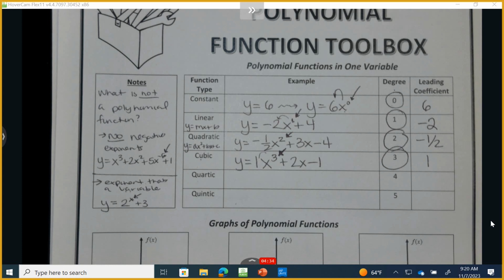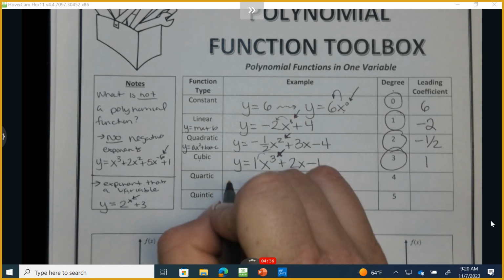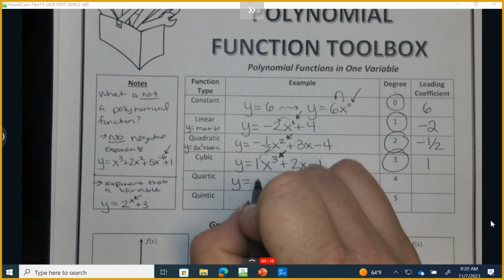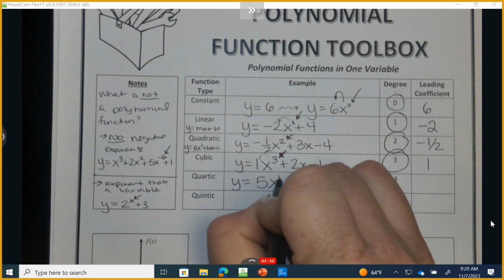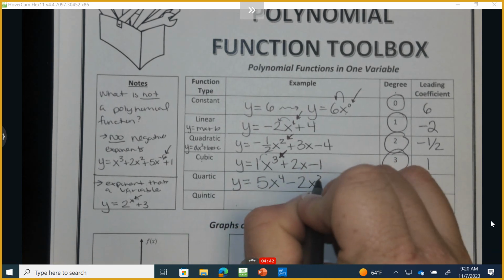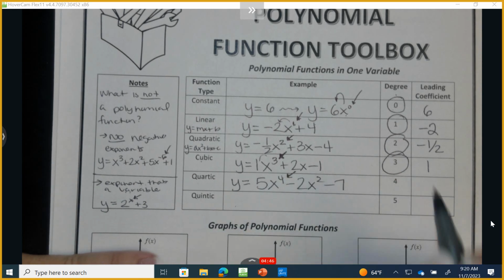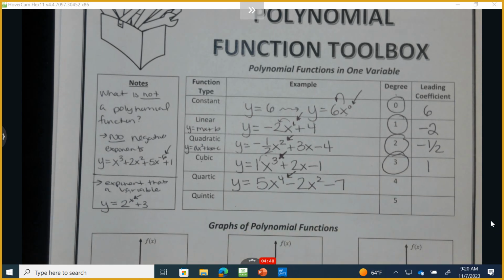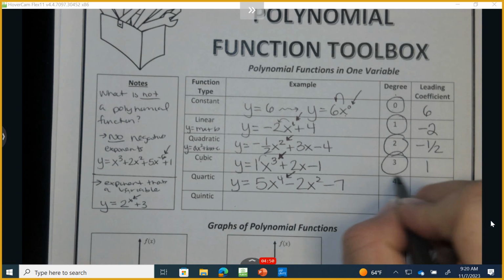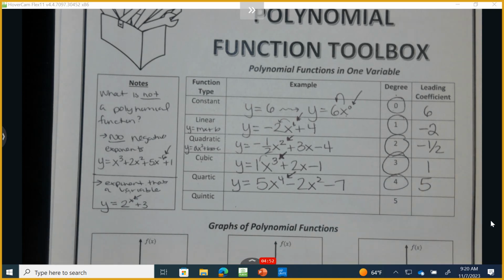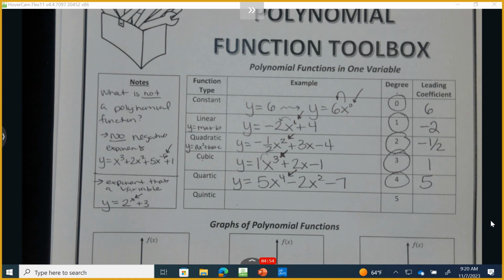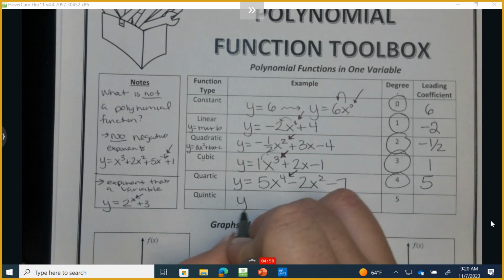Quartic is degree 4. Quintic is degree 5. Y equals 5x to the fourth minus 2x squared minus 7. This is degree 4. It is quartic. The leading coefficient is 5. Okay, quintic is degree 6.